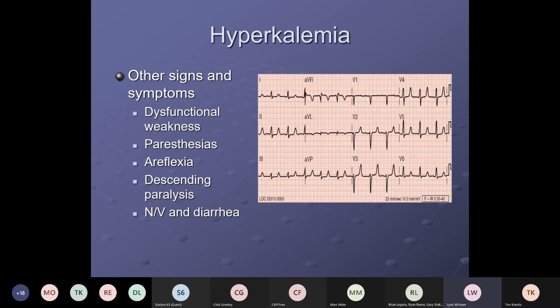So here is hyperkalemia at a lower level. You get dysfunctional weakness, paresthesias, areflexia, which means you start to lose your reflexes, descending paralysis, and nausea, vomiting, and diarrhea are frequent. When you have vomiting and diarrhea concomitantly, that in and of itself lowers your potassium. That may be the attempt by the body to get rid of potassium.